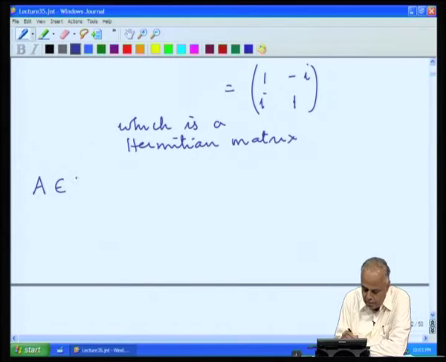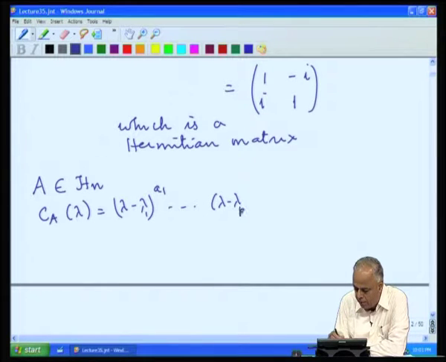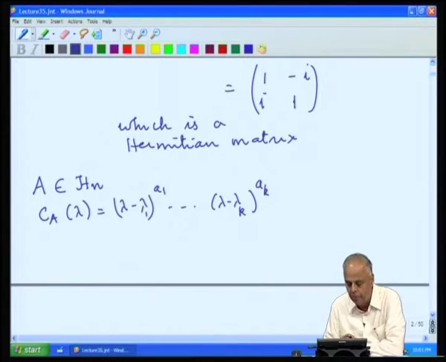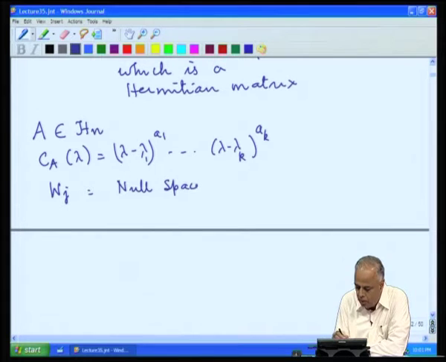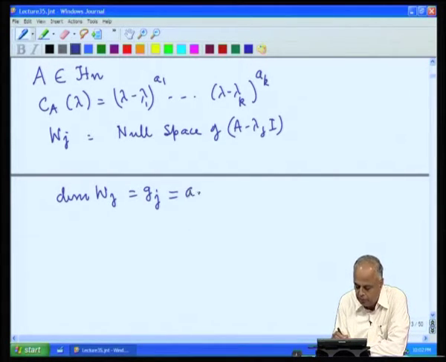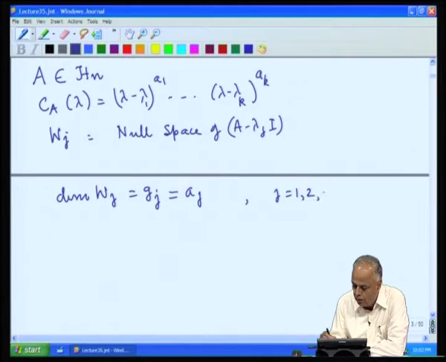Now, we use this notation in the decomposition of the matrix. Recall, if A is a Hermitian matrix and its characteristic polynomial is (lambda minus lambda 1) power a 1 and so on, up to (lambda minus lambda k) power a k, our usual notations, where lambda 1, lambda 2, up to lambda k are the distinct eigenvalues of A, and a 1, a 2, up to a k are their algebraic multiplicities.